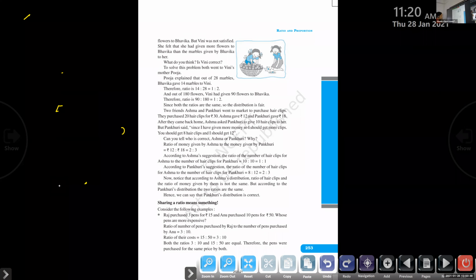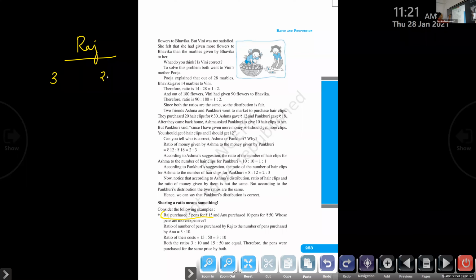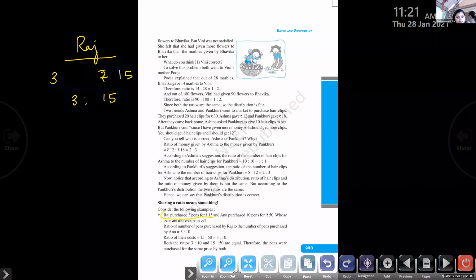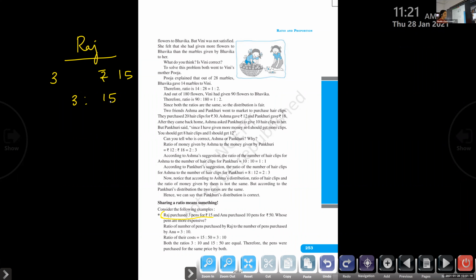Okay, children. Now one more question. Raj purchased 3 pens for rupees 15. What is his rate? Raj, 3 pens for rupees 15. Can you tell the ratio? 3 is to 15. Will you simplify it? 1 is to 5. This you have to keep in mind.